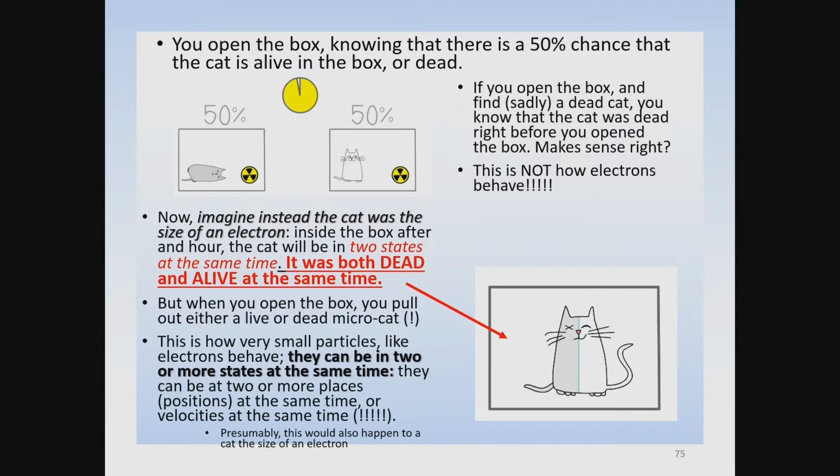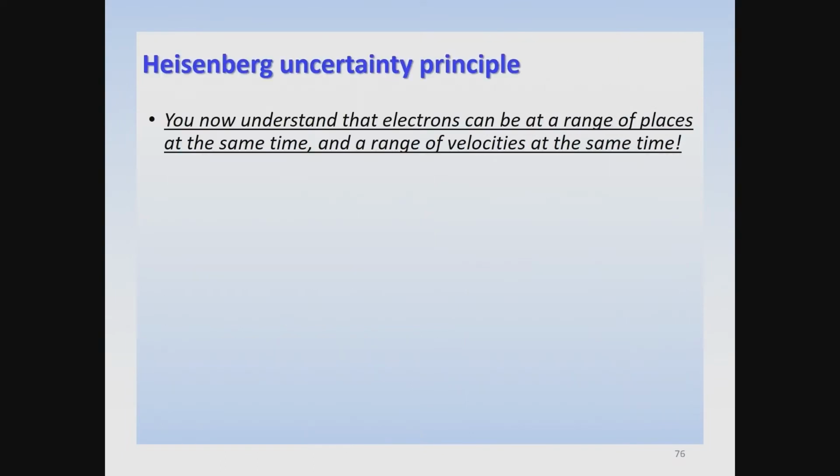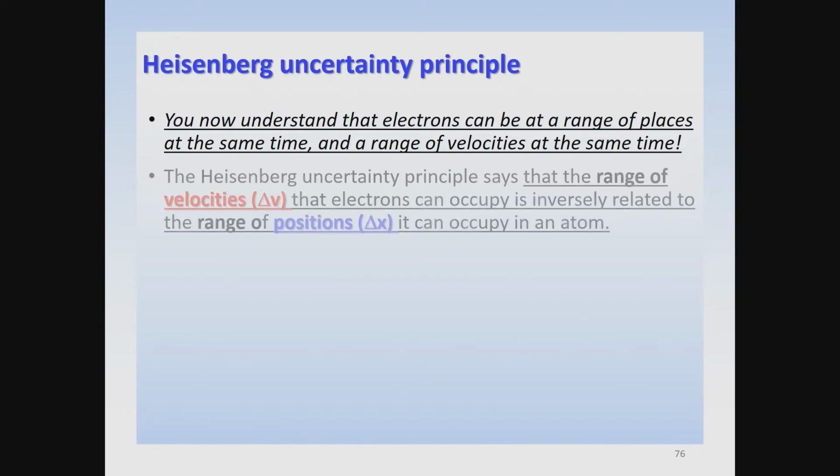But importantly, what this principle says is that applied to an electron, it can be in multiple states at the same time. It can have multiple speeds or multiple velocities at the same time. So this brings us to the Heisenberg uncertainty principle. And so now you understand electrons can be in a range of places at the same time, and they can also have a range of velocities at the same time.